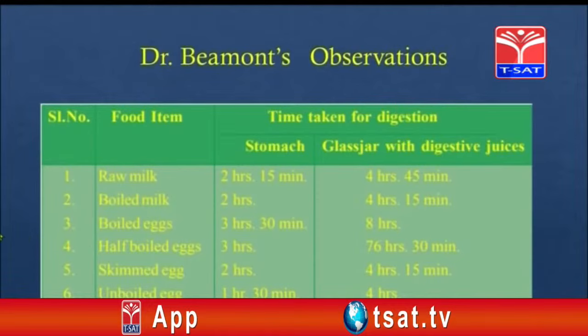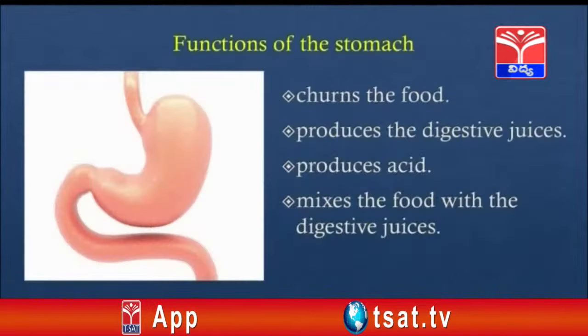For example, raw milk took 2 hours 15 minutes to get digested in the stomach, whereas in the glass jar with digestive juice, it took about 4 hours 45 minutes. He also tested boiled milk, boiled eggs, half-boiled eggs, unboiled eggs, etc. In this way, Dr. Beaumont found many secrets about our digestive system. These secrets helped us to understand the process of digestion.